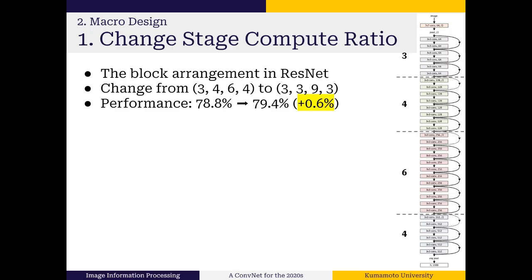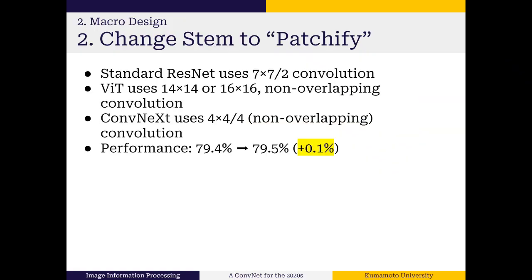Here, the authors changed the stage compute ratio, which is the block arrangement in ResNet, as shown in this figure, from 3-4-6-3 to 3-3-9-3, and the performance was increased by 0.6% by applying this. The next step is changing the stem or the first layer to patchify.